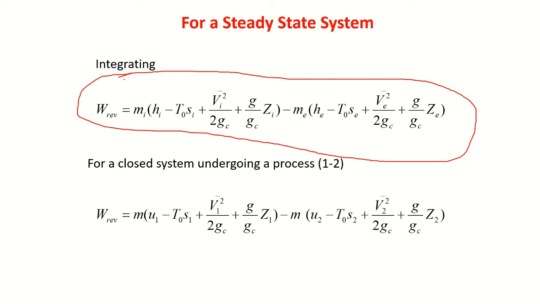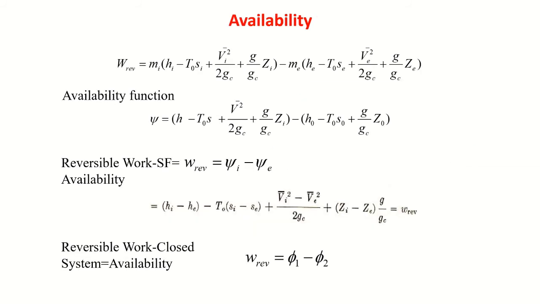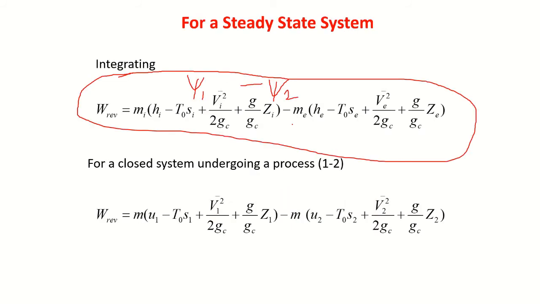Okay, W reversible I can write. This, if you want, you call it as psi 1. This you want, you call it as psi 2. Is that correct? Yeah. No, I'm sorry. Avoid that. No. Let it be there like this.